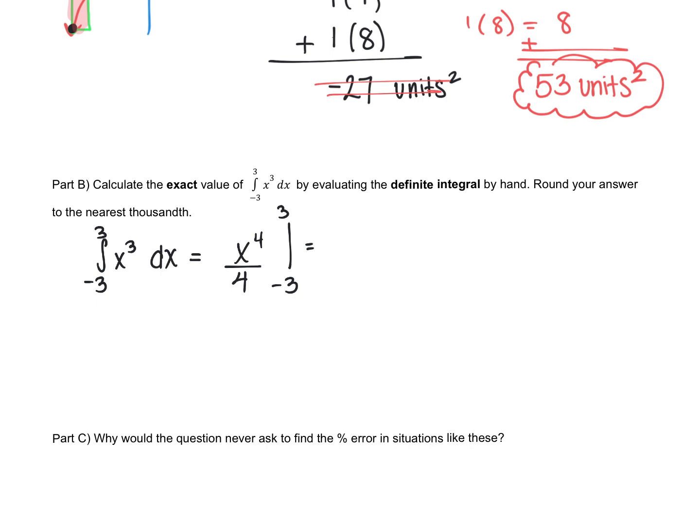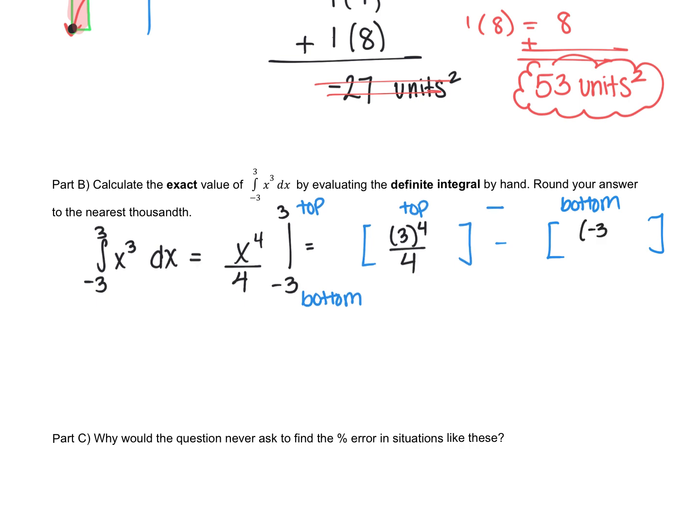So remember, we're going to do top minus bottom. So the top and bottom, we're going to subtract. So I'm just going to leave some space to fill in. So the top, we're plugging in 3. So 3 to the 4th over 4. And then the bottom, we're going to plug in -3 to the 4th over 4. So take a minute, plug these into your calculator separately, and then subtract them. And then hit resume when you're ready for the answer.